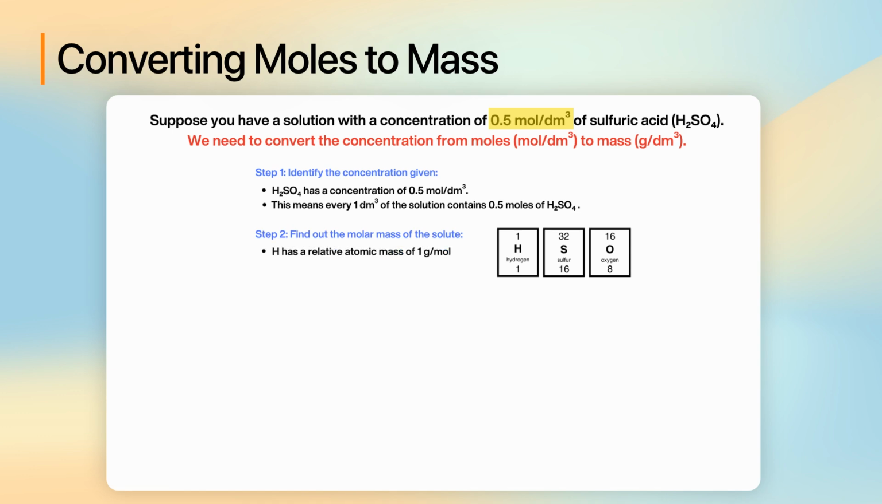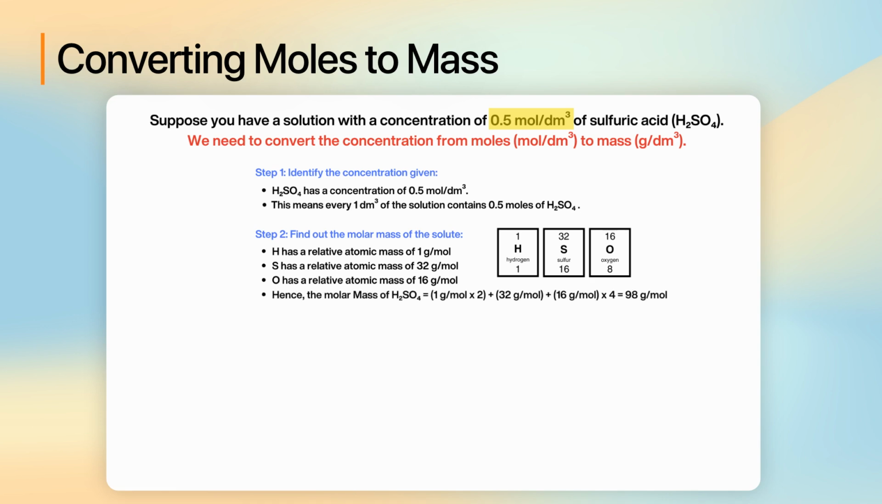Hydrogen has a relative atomic mass of 1 gram per mole, sulfur has a relative atomic mass of 32 grams per mole, and oxygen has a relative atomic mass of 16 grams per mole. Hence, the molar mass of sulfuric acid is equal to 1 gram per mole multiplied by 2, as there are 2 hydrogen atoms, plus 32 grams per mole, plus 16 grams per mole multiplied by 4, which in total is equal to 98 grams per mole.